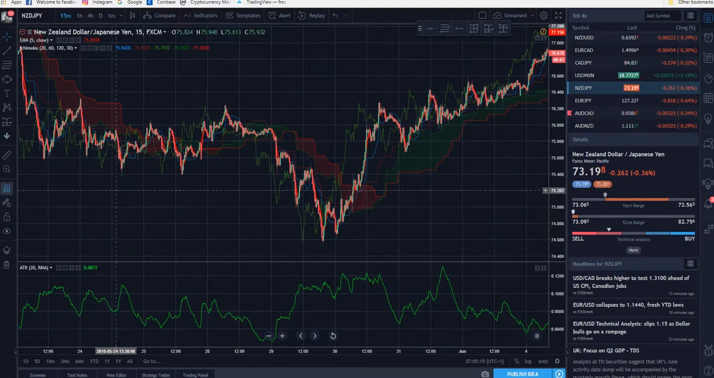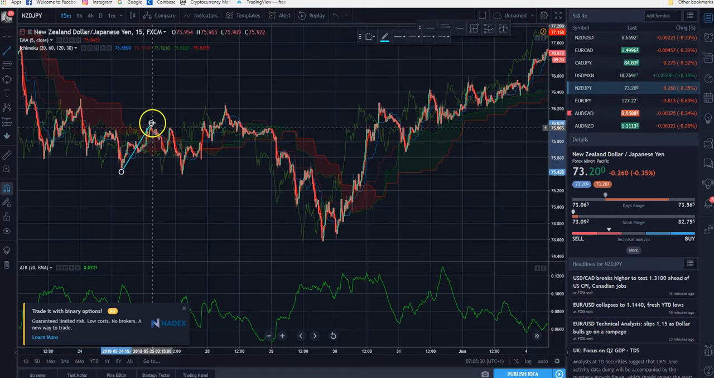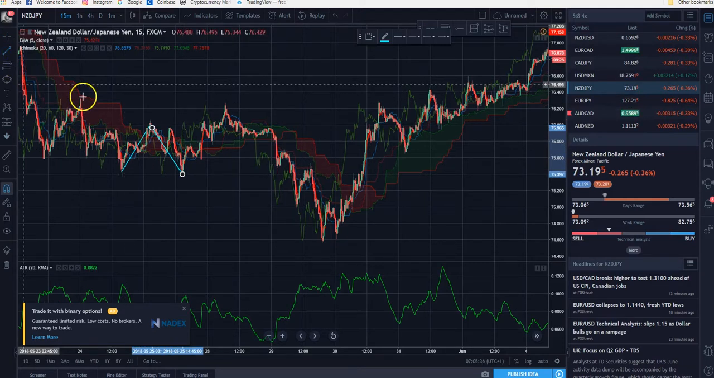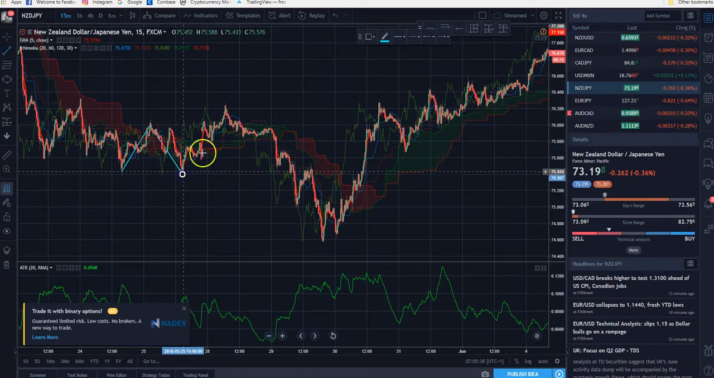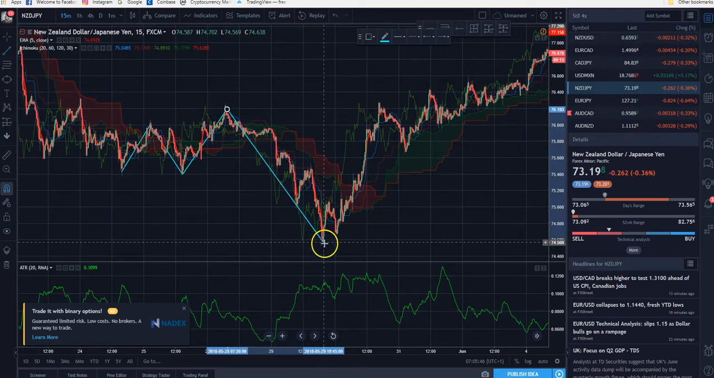All right, so we're going to be looking for a low to high. Then you're going to draw a lower high to a higher low. Then you're going to take the higher low to the higher high, and then that higher high is going to break the entire structure, just like that.